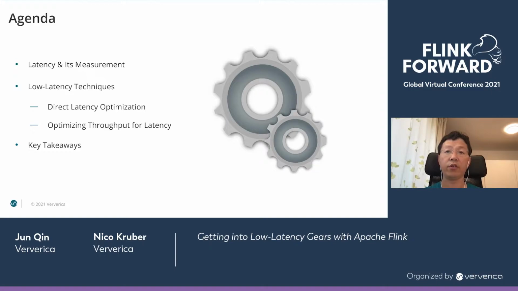This talk is organized as follows. We first talk about what we mean by latency and how we measure it. Then we present a couple of low latency techniques divided into two groups. The first group is about direct latency optimization. This will be presented by me. The second group covers optimizing throughput in order to improve latency. I leave this part to my colleague Nico. For each optimization technique, we will clarify what it is, when to use it, and what to keep in mind when using it. We will also show experimental results to support our statement.